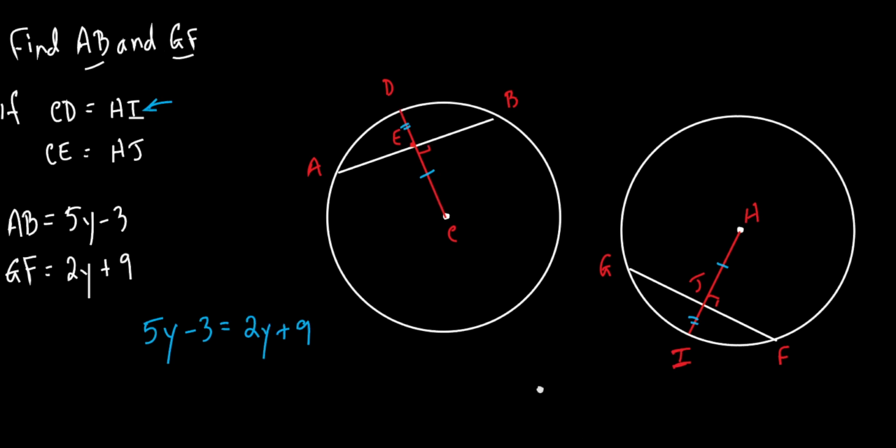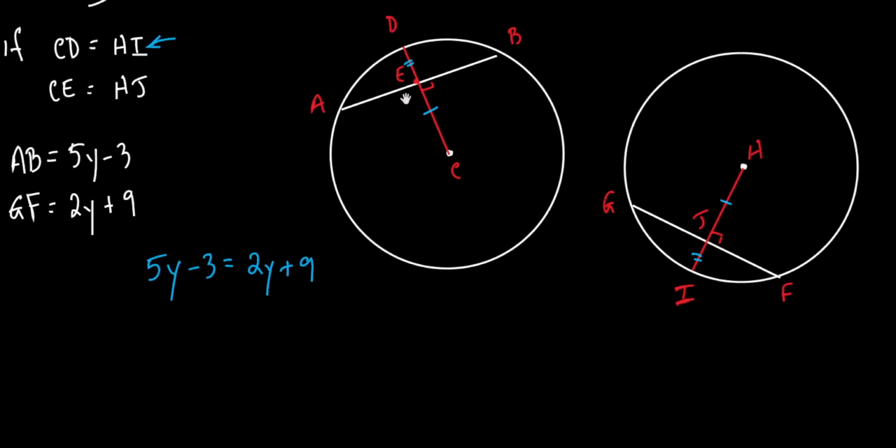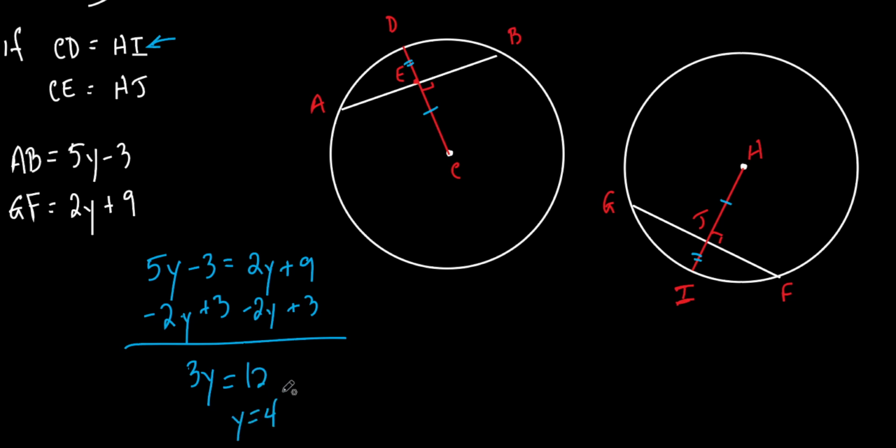All right, so now that we got all that out of the way, that AB and GF are equal to each other, we can set them equal to each other, and now we can just solve for y. So subtract 2y from both sides. Done this a million times. Add a 3 to both sides. We get 3y equals what? 12. y is 4. But they don't ask for y.